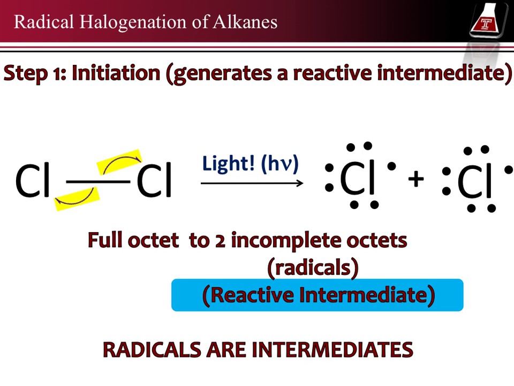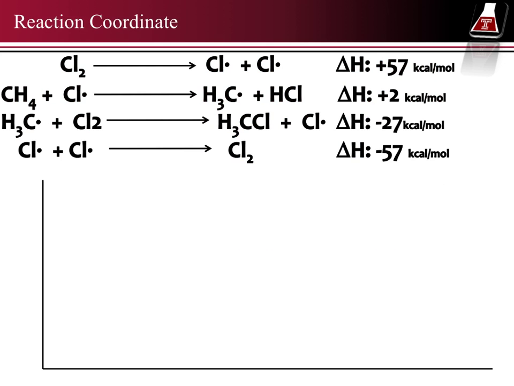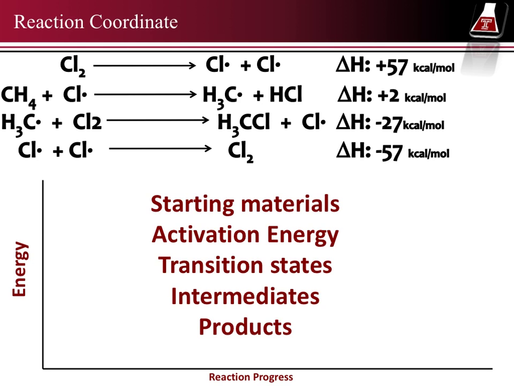Okay, so yes, radicals are intermediates. So here we have a blank reaction coordinate, and we have our halogenation steps shown here with the enthalpy changes for each step. All right, so what I want to do is just remind you of what a reaction coordinate is. A reaction coordinate has energy on the y-axis here. It has reaction progress on the x-axis down here. Remember, the start of the reaction is always on the left, and the end of the reaction is on the right. Always, always, always. Okay?